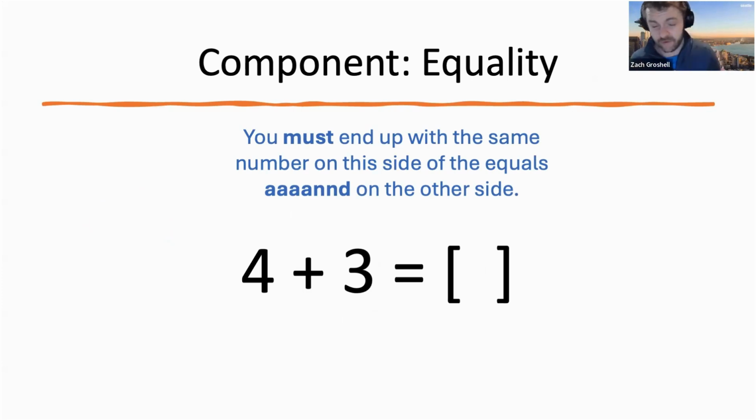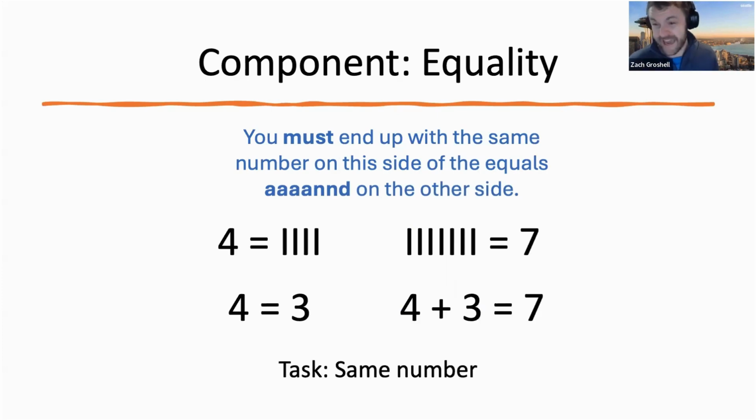Students come into high school sometimes and they're given multi-step equations, and they don't even know that the equal sign means that both sides need to be the same. They think that the equal sign means put the answer over here, which is not correct.